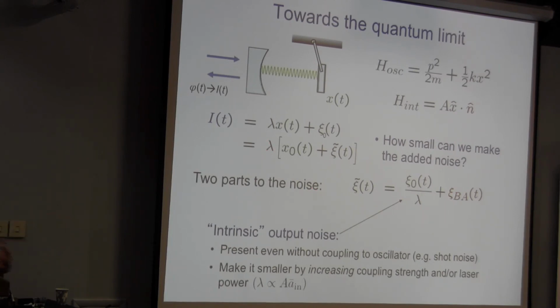So the imprecision noise, how do you beat that? How do you make that smaller? You just couple more and more strongly. Or equivalently in this system, just use a stronger and stronger laser drive.